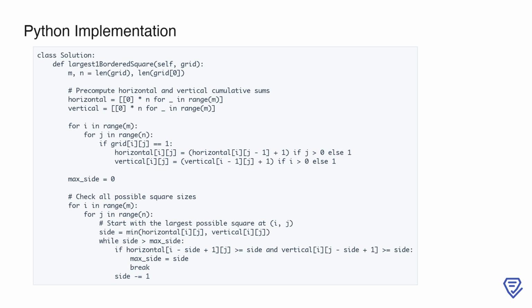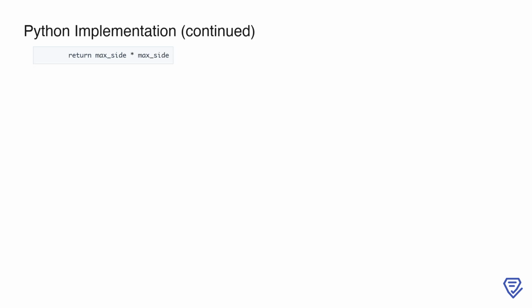Now we move to the part where we analyze possible square sizes at each grid cell. To determine the largest square, we iterate through each cell in the grid again. For each cell, we consider the largest possible square that could end at that position, starting with the smaller of the horizontal and vertical values for that cell. While the potential side length is larger than the current max_side, we check if the top and left boundaries of the square also have sufficient consecutive ones to form valid borders. This is done by verifying values in the horizontal and vertical arrays for the appropriate starting positions of the square.